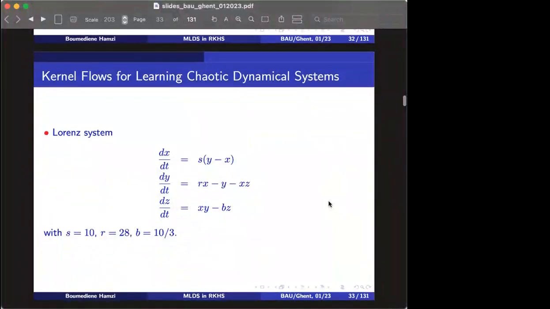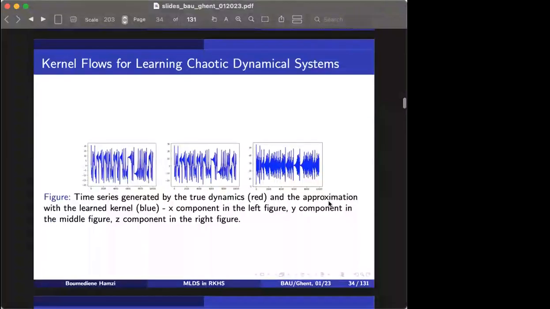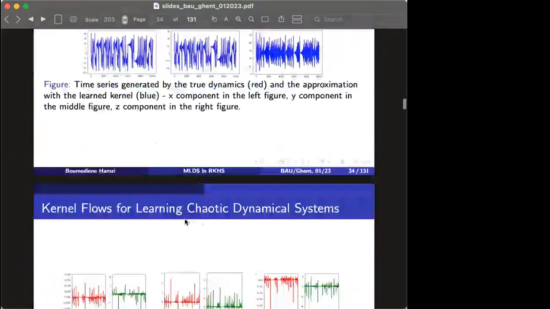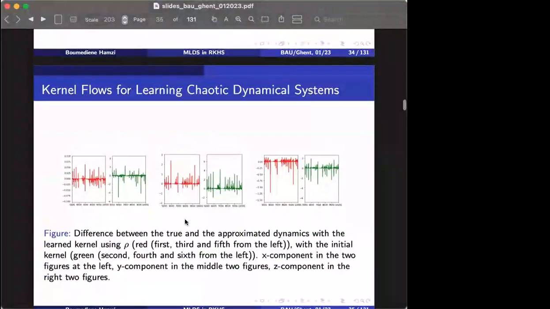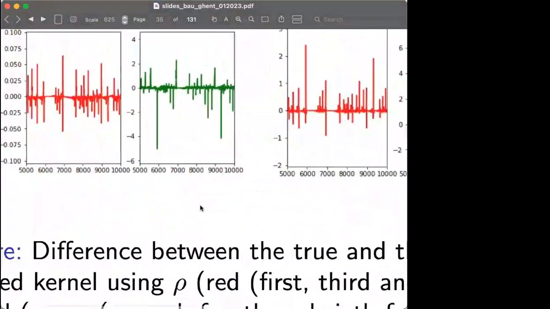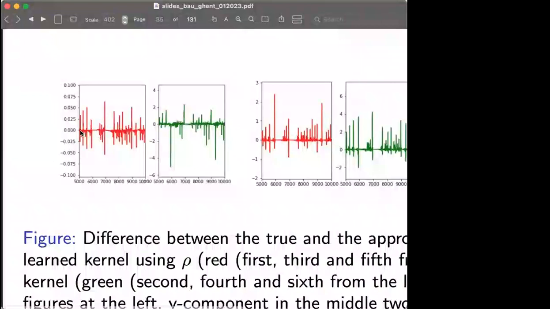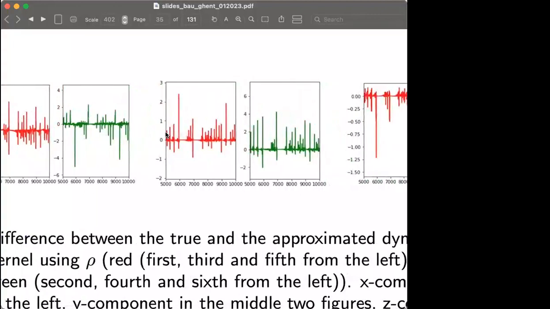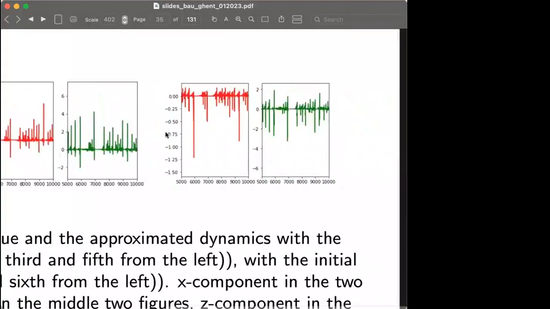We also look at the Lorenz system, and these are the time series generated by the true system and the approximation of the system. So these are X, Y, Z, and these are the errors. So we see, here, after training is red, before training is green. This is for the X component, Y component, and Z component.